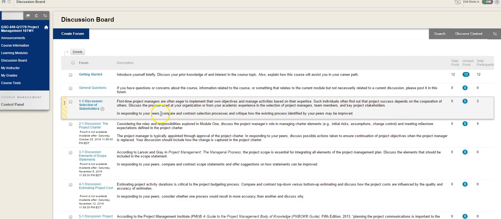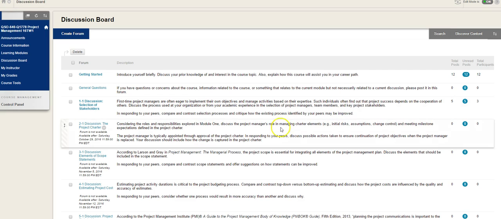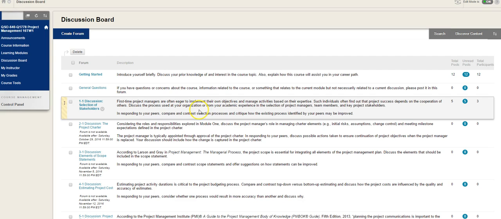Okay, responding to your peers. Compare and contrast selection processes, again, keyword processes, and critique how the existing processes identified by your peers may be improved. Keyword here, or keywords, may be improved. If that's not there, there will be points reduced because of not following the requirements of the assignment. So make sure you understand each one of the discussion questions.